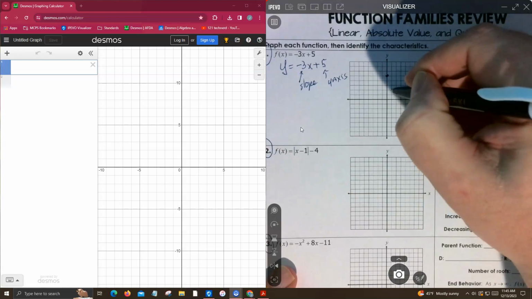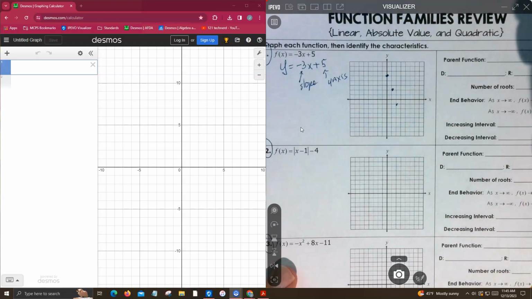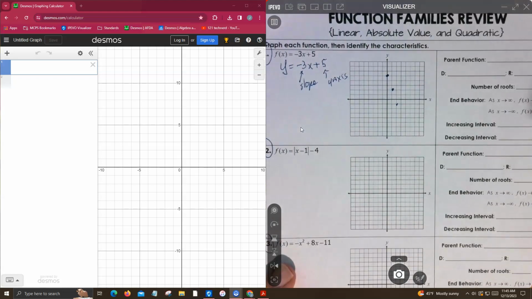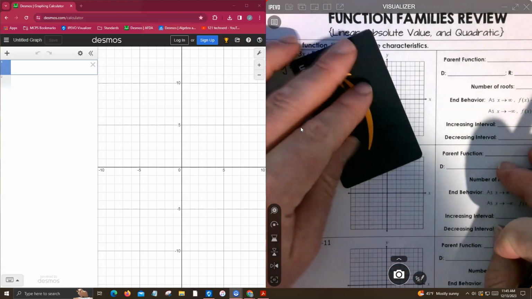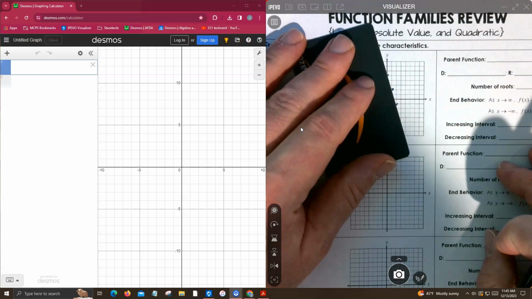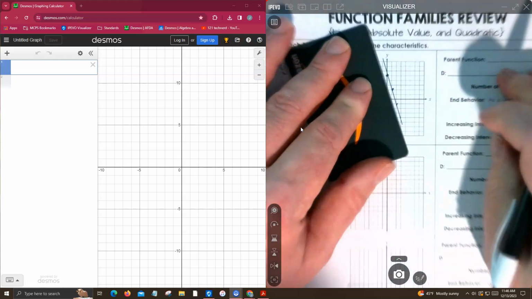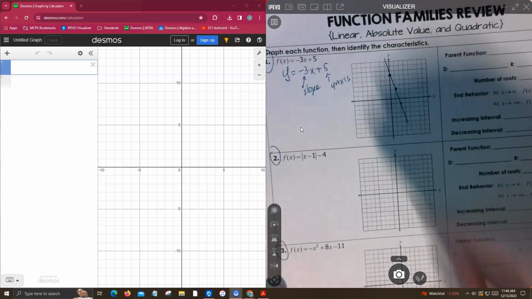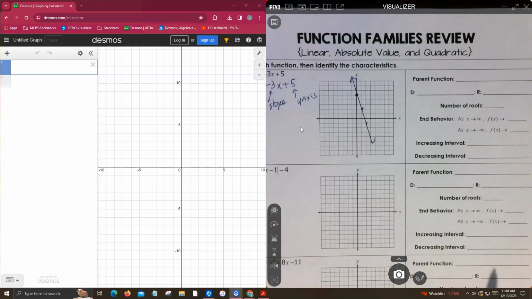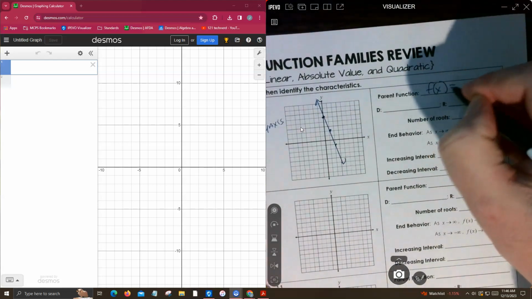And if your graphing a line is still weak, you can always use Desmos to help you out. You just put it in Desmos, read a couple of points off the graph, and then transfer them onto your graph here. All right, so there's my line. It says, what is the parent function? Our parent function is f of x equals x.